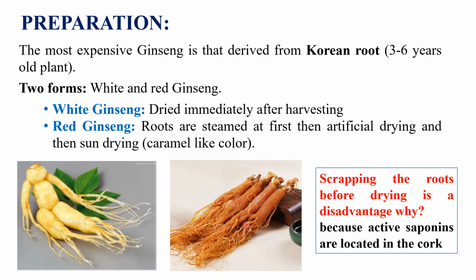Also, we use the ginseng root without decortication. We don't need to remove the cork cells. Why? Scraping the root before drying is a disadvantage because the active saponins are located in the cork. So there is no need to remove the cork, and if it is removed, the percentage of active constituents will decrease.